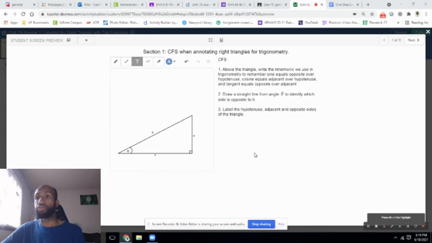Today we're going to be reviewing for our upcoming exam for Unit 7A, trig functions. We're going to practice in this section how to label our right angle triangle.